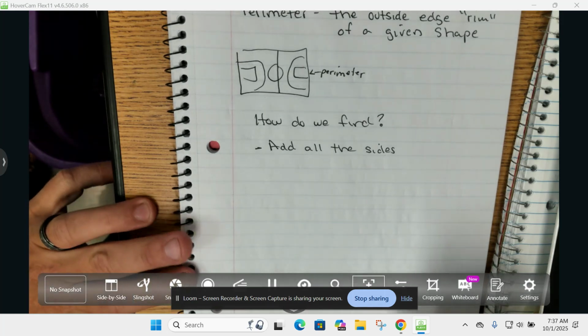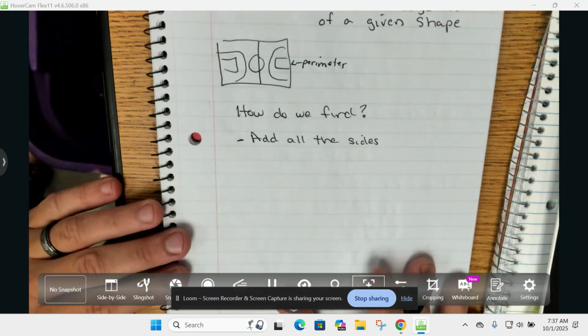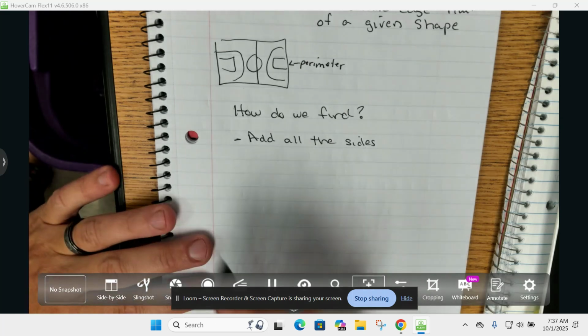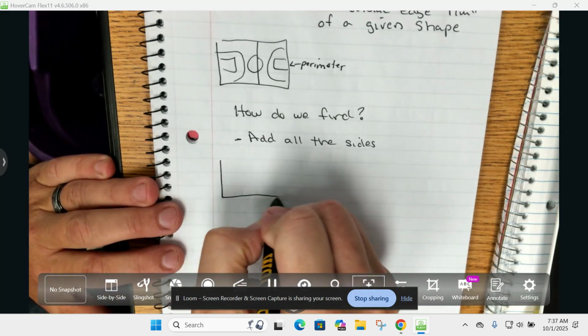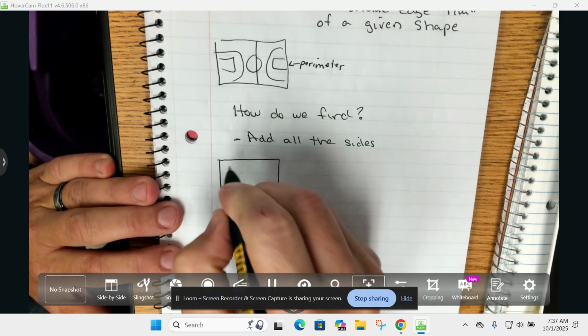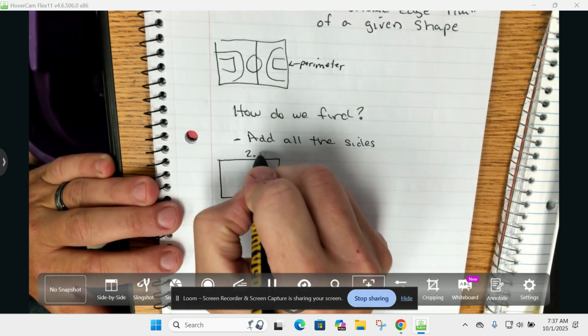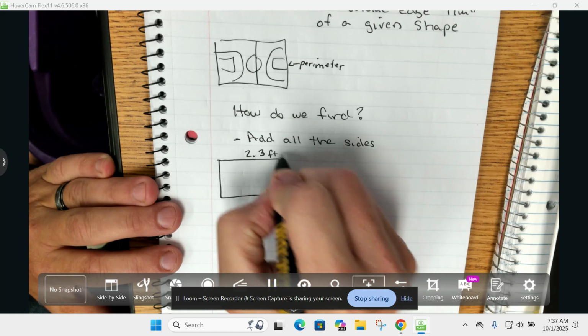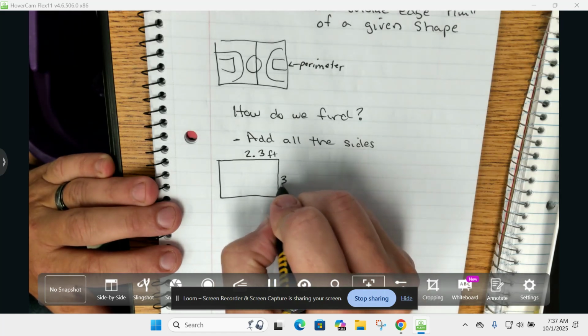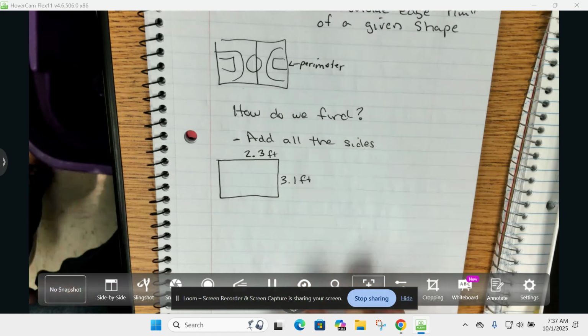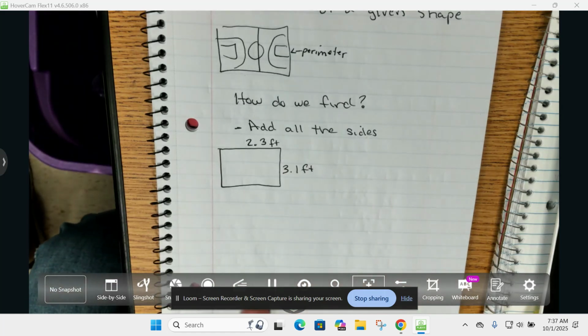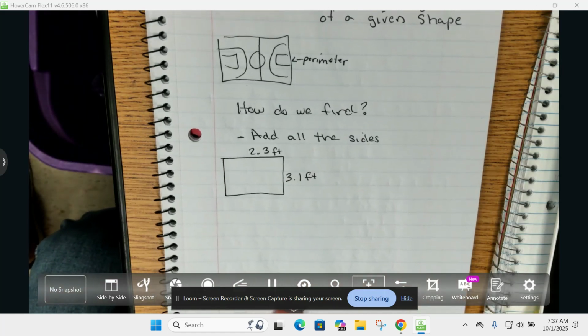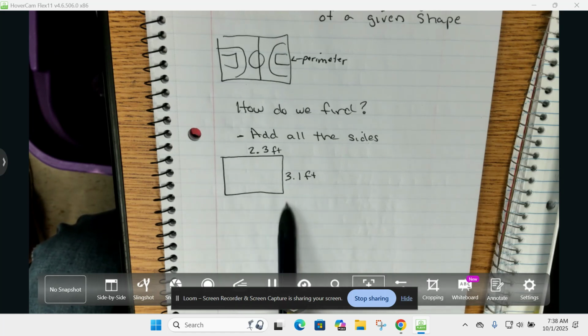So we're going to do a couple practice problems, and then that's pretty well it. Again, this is just to remind you, okay? So say I have a rectangle right here, and say I know this guy is 2.3, and we'll call this feet, and we'll say this guy is 3.1 feet, okay? Now, the hardest part with this is all of a sudden kids start to forget which one do I do, which one is it? Is it perimeter or is it area? This one is what we call perimeter. Again, you're doing the outside.